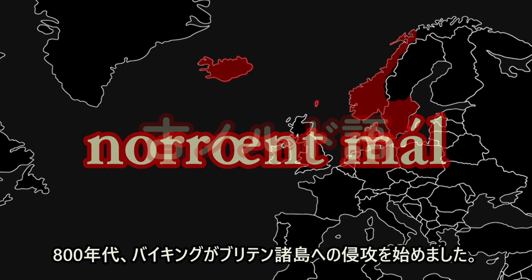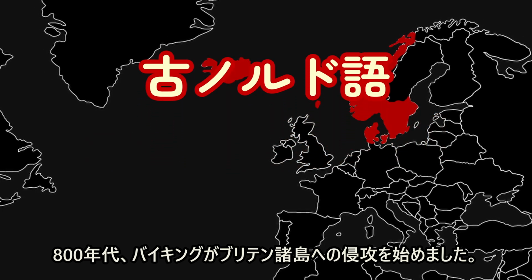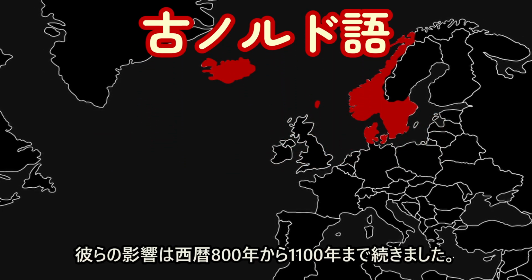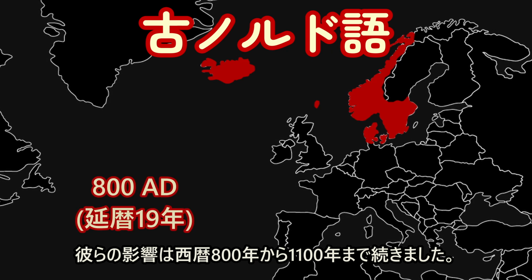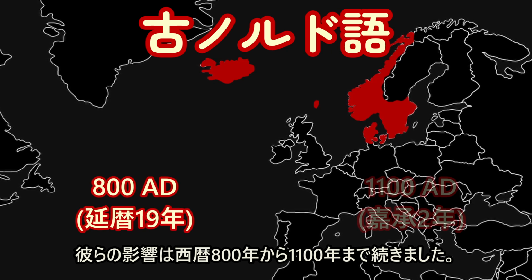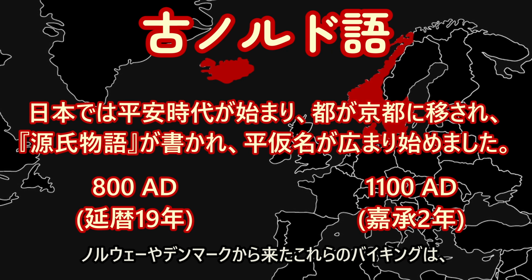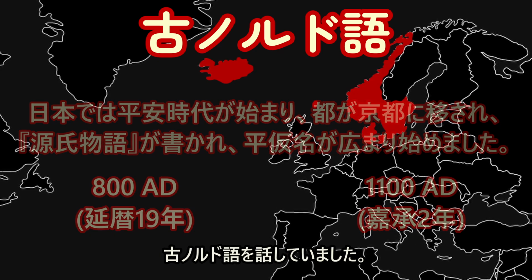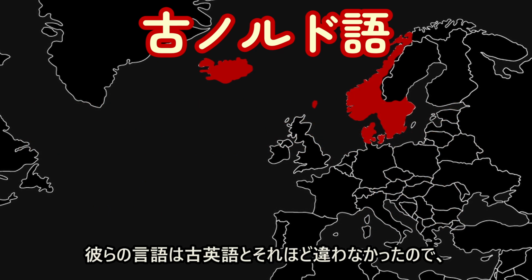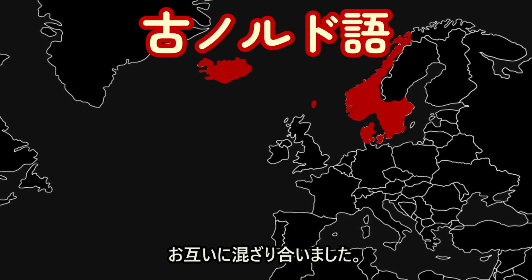In the 800s, Vikings began invading the British Isles. Their influence was felt from 800 AD to 1100 AD. These Vikings from Norway and Denmark spoke Old Norse. Their language wasn't so different from Old English, so the languages mixed.